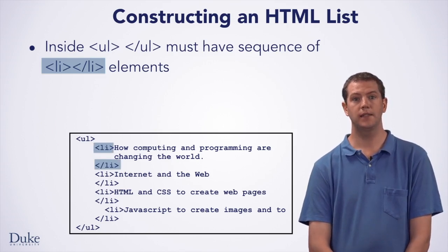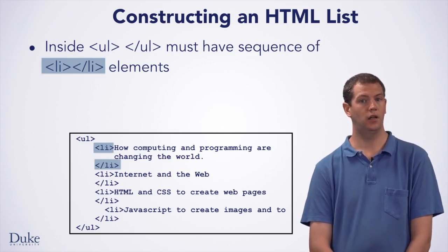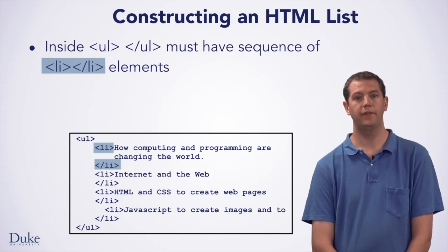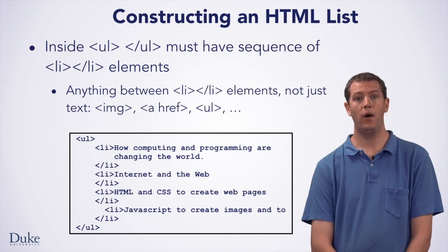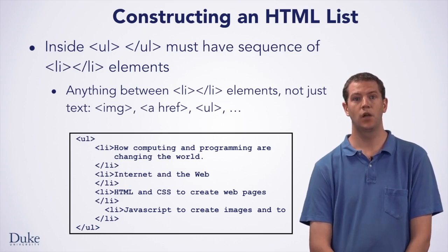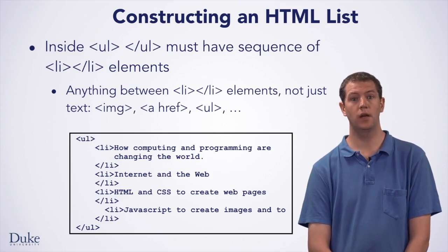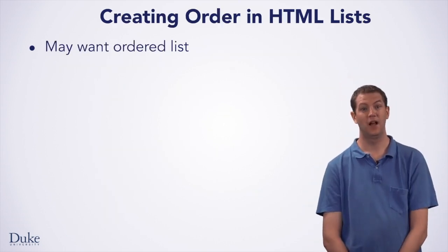All of the tags inside of the UL tag, called the UL tag's children, have to be LI tags. Otherwise, our HTML is incorrect. However, inside the LI tags, we can put much more than just text. We can put images, links, or even another list. Okay, so you know about unordered lists.